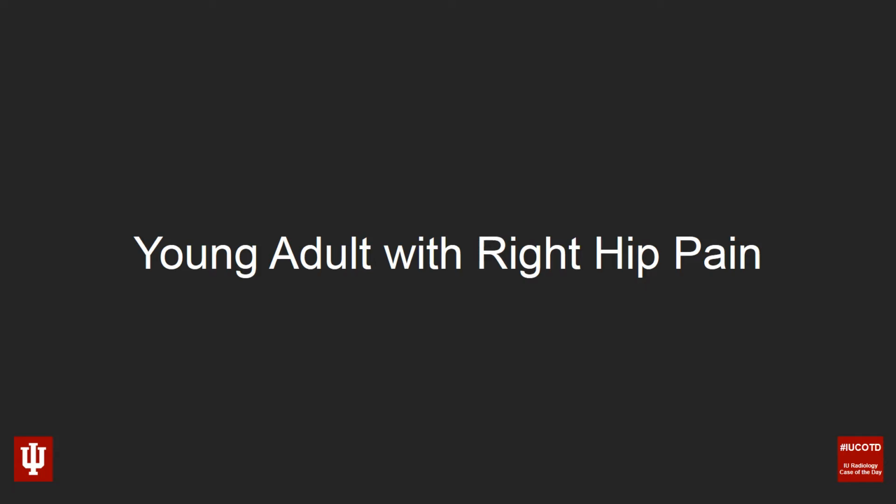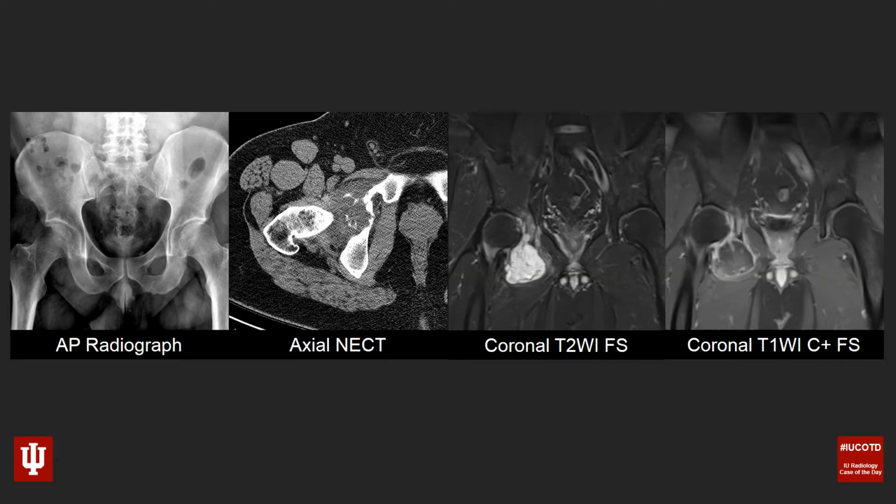Here, we have a 30-year-old patient with right hip pain. Here are the images. At the top left, we have a plain radiograph. At the bottom left, we have an axial non-contrast CT through the hip. At the top right, we have a coronal T2 FAT-SAT image. At the bottom right is a coronal T1 post-contrast fat-saturated image. Take a moment to inspect the images.